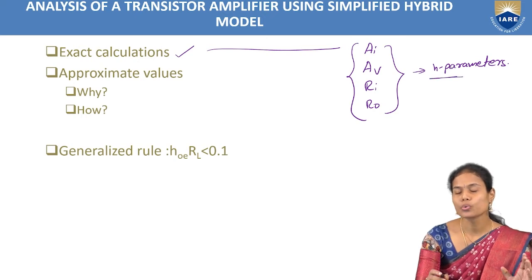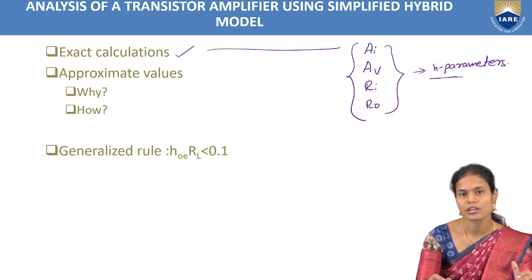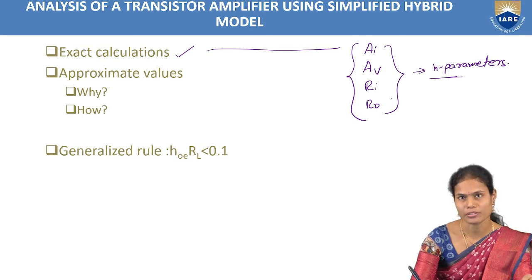If we take two similar transistors and compare their H parameters, we will get different H parameters. So H parameter values vary from transistor to transistor, so the amplifier parameters also vary here. Once the H parameter values change, we have to do the analysis again to find all the amplifier parameters. So this is a very lengthy procedure, and that's why we are moving to the approximate calculations for all three configurations.